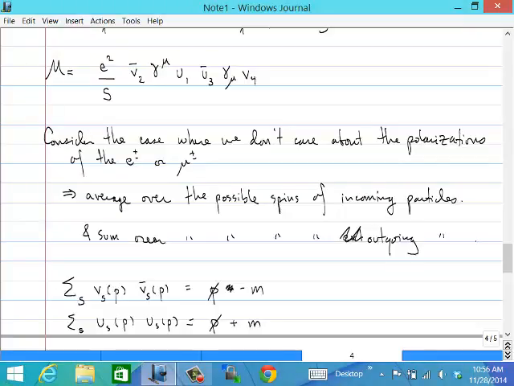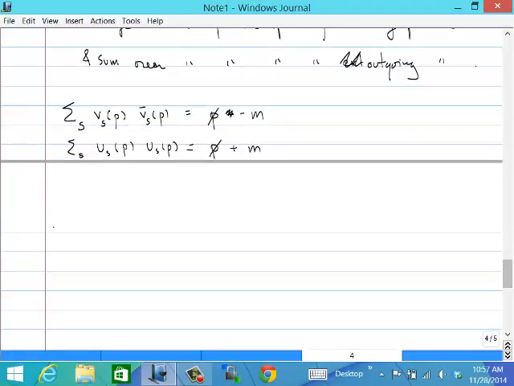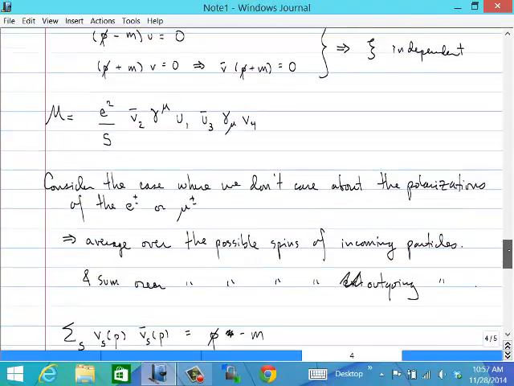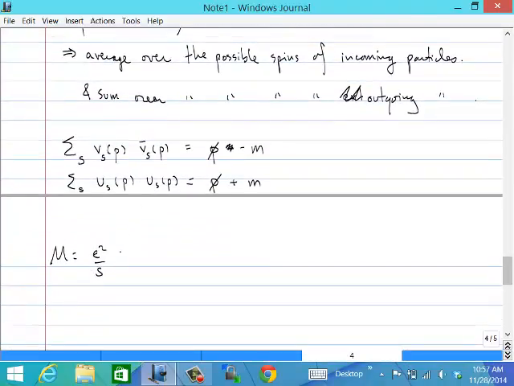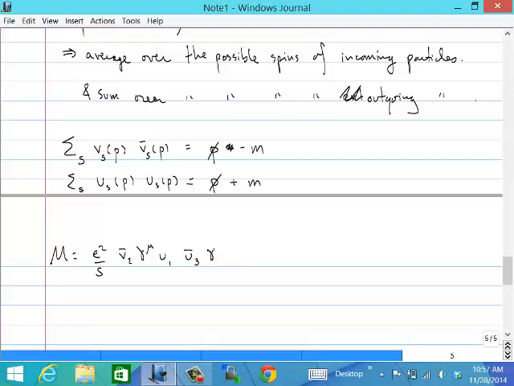Okay, so we have here an expression for the scattering amplitude. So let me just rewrite it here. It was e squared over s, V bar 2 gamma mu U1, times U bar 3 gamma mu V4. So what we need to do now is multiply this times its complex conjugate.